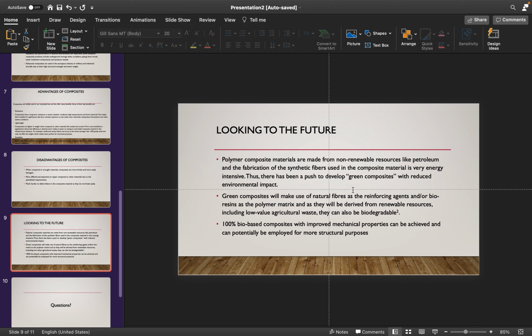So for natural fibers, the composite would be made out of hemp, flax, kenaf instead of synthetic fibers. And for the polymer matrix, instead of being produced from petroleum, it will be produced from starch, vegetable oils, and protein. And I believe that 100% bio-based composites with improved mechanical properties will be a possibility in the future.